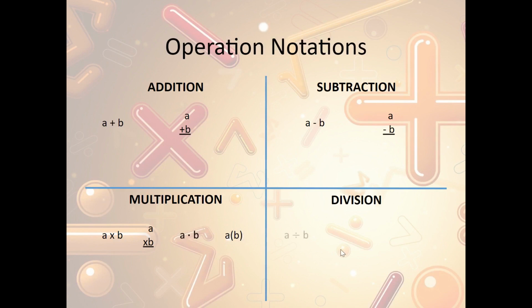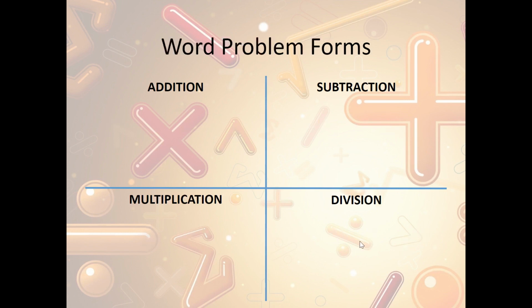Now division. Division can be written as A divided by B with this little division symbol. It can be written in long division form as A divided by B. Or it can be written as a fraction, A divided by B, like this. It can also be written as A slash B. So these are all ways we can write integer operations.